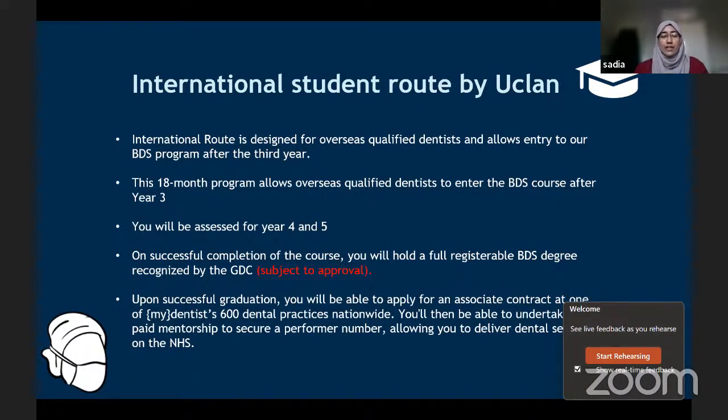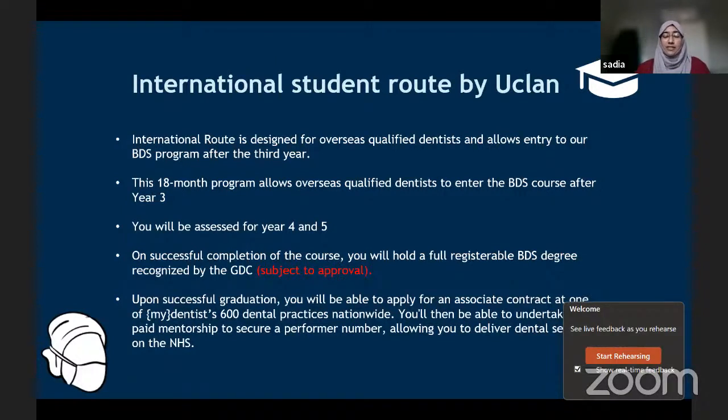Right. There's another route that was planned by UCLAN, the University of Lancashire in the UK. This is basically for people who have already finished BDS. It's for internationally qualified dentists. They can enroll in this program and appear in the 4th and 5th year of that course. It's an 18-month program that allows overseas qualified dentists to enter the BDS course in year 3, and they will be assessed for years 4 and 5.